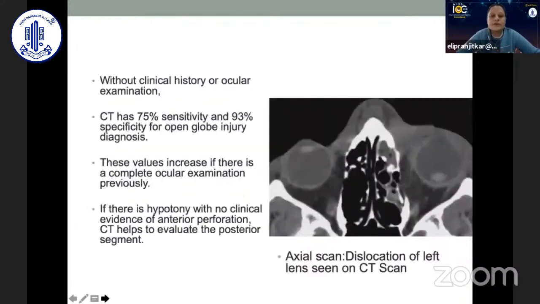Without clinical history or ocular examination, CT scan has 75% sensitivity and 93% specificity for open globe injury diagnosis, if there is complete ocular examination previously. And if there is hypotonia with no clinical evidence of anterior perforation, it helps to evaluate the posterior segment properly. Like in this case, the left dislocated lens is seen in the axial CT scan.